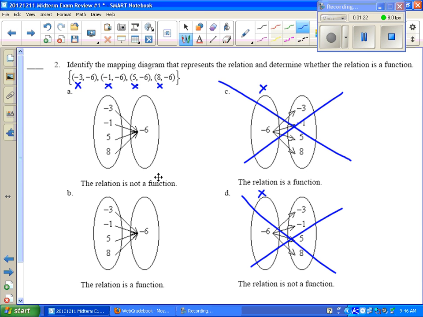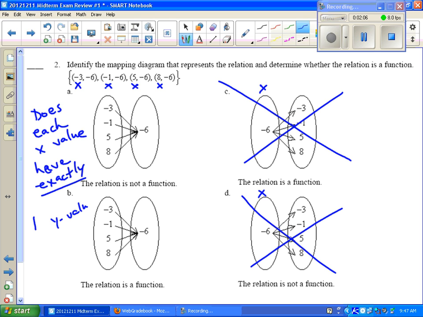We have determined that we have negative 3, negative 1, 5, and 8 as our x values. As you're looking at each of the two pictures in A and B, they both match the ordered pairs shown. Now we have to determine the difference between A and B: one of them says it's a function and the other says it's not. So the question you ask yourself, as you're looking at each x value, is: does each x value have exactly one y value? That's the question.